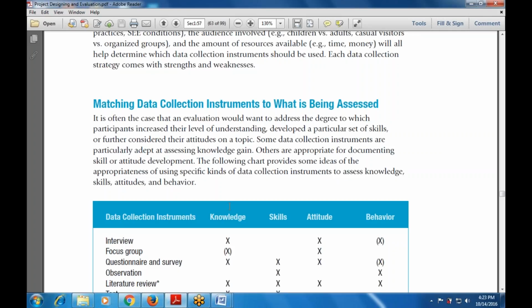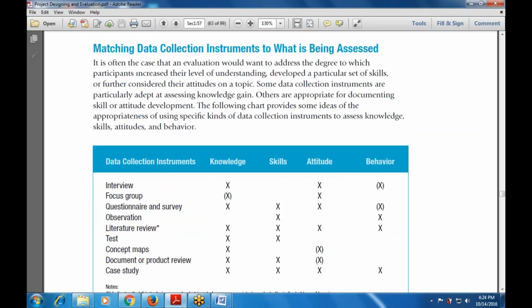So let's see the chart, that is, what are the various data collection instruments that are being assessed. First is the interview, which includes knowledge, attitude, and behavior. Then the focus group: knowledge and attitude. This is the matching that we have discussed already, that is, how we can match the various strategies that are being assessed.